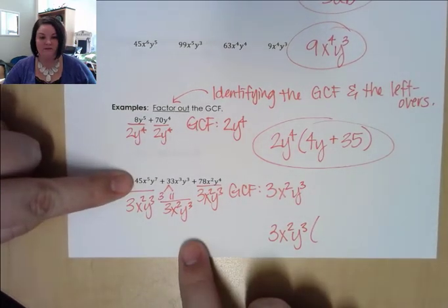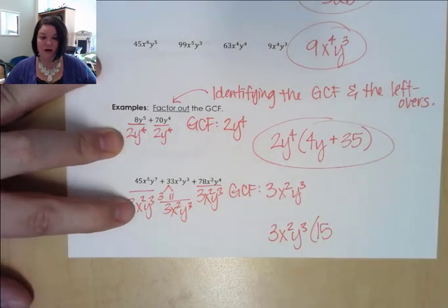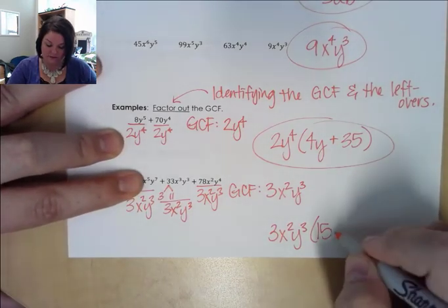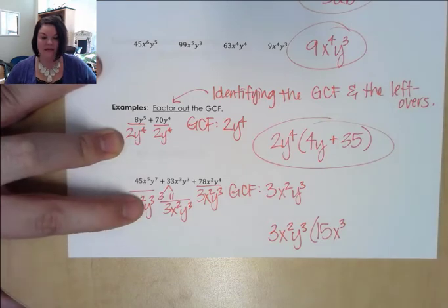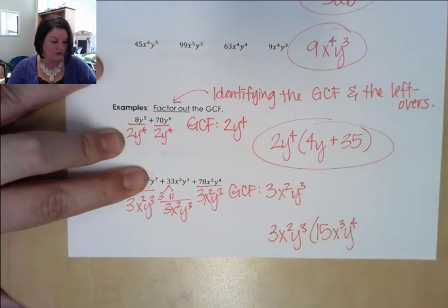Okay, when 45 is divided by 3, it leaves us with 15. We're taking 2 of our x's away, and we started with 5, so that leaves us with x cubed. We're taking away y cubed. We started with y to the 7th, so that leaves us with y to the 4th.